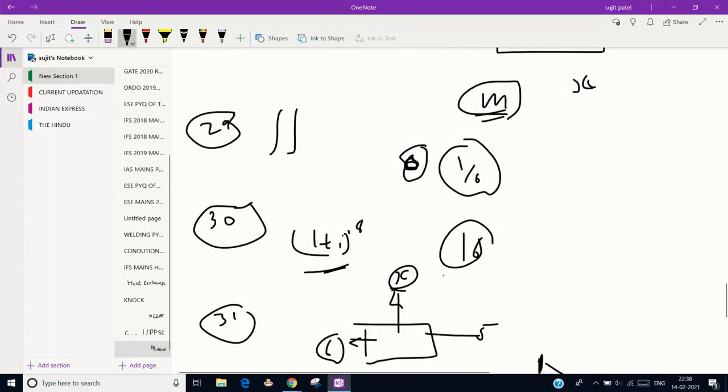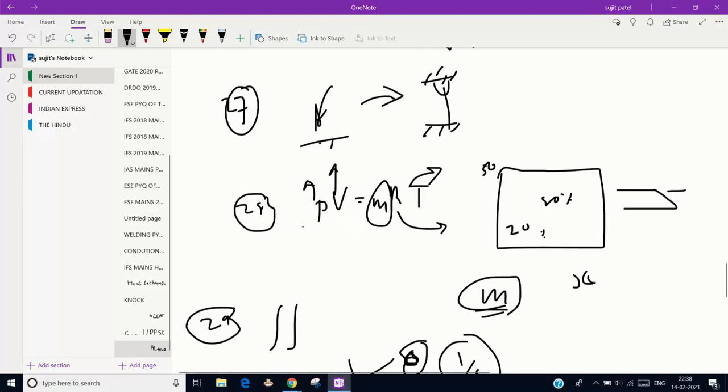If I'm not wrong, please answer me whether the answer is 0 or 1 by 6. And here is one question, that is PV is equal to MRT. Whether I am right or wrong, you have to tell me that also.